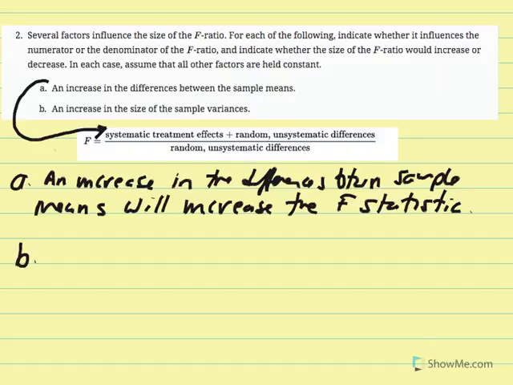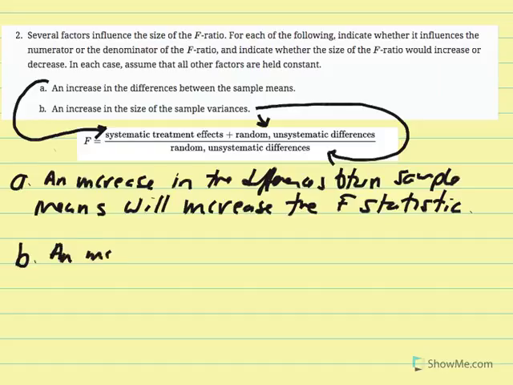B says an increase in the size of sample variance. That is represented by the random unsystematic differences. It does have an effect on the numerator, but only slightly. It has a greater impact on the denominator because the denominator is only measuring the variability of the samples, or the variation within the samples.